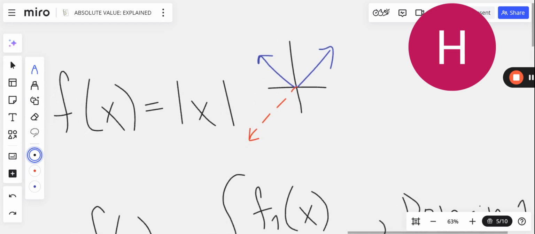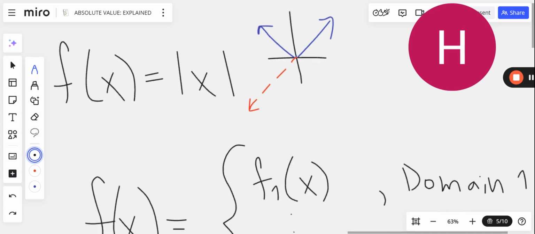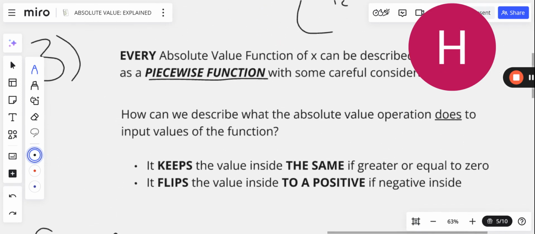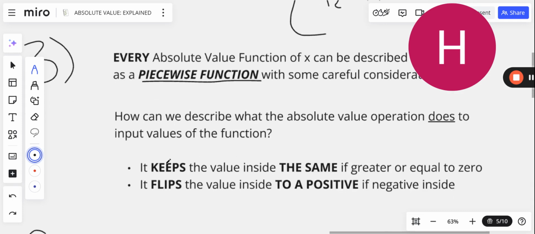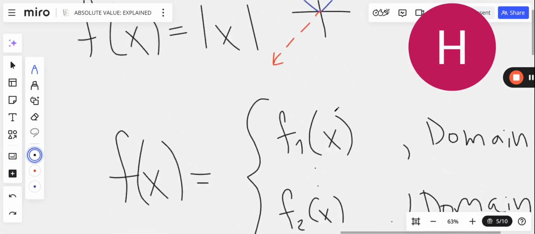It turns negative values into positive values. And so we're going to have two separate portions, two separate pieces of graph. Let's look at how we'll define that. What we need to do first is make some consideration about the absolute value function. We need to ask ourselves just one more time, how can we describe what the absolute value operation is actually doing to the input values of the function, right? So let's look at this line again.